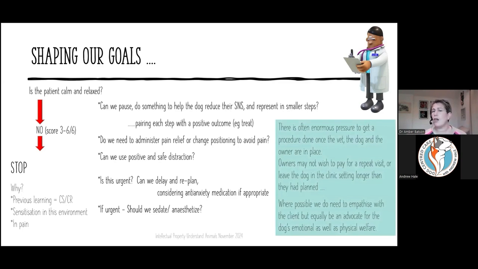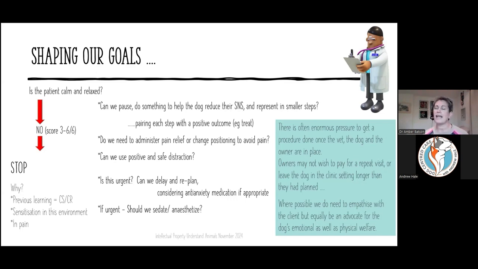We all know there's a lot of pressure to get a procedure done once we, as the vet, the dog and the human are in place. As I said right at the beginning, owners themselves might not want to pay for a repeat visit. They might not want to leave the dog in the clinic for a whole variety of reasons, including possible transportation issues and what else is going on in their lives. So we need to empathise with the client and we need to empathise with ourselves, understanding our own time pressures and diaries. But we have to find a way to be an advocate for the dog's emotional well-being, as well as just considering their physical welfare.